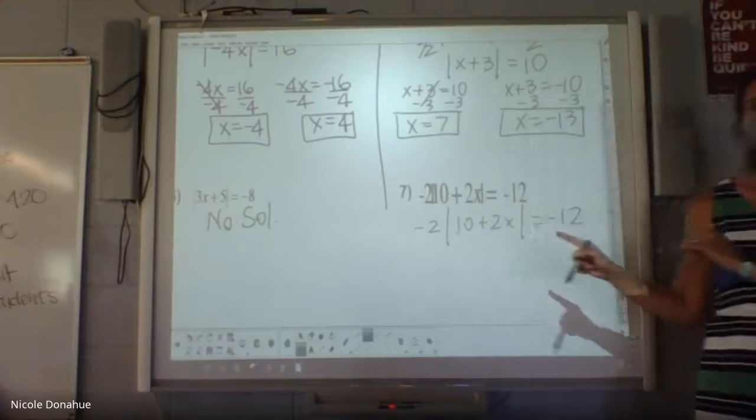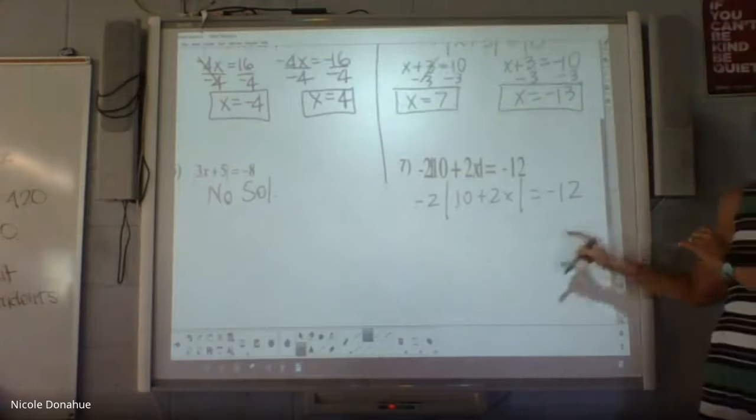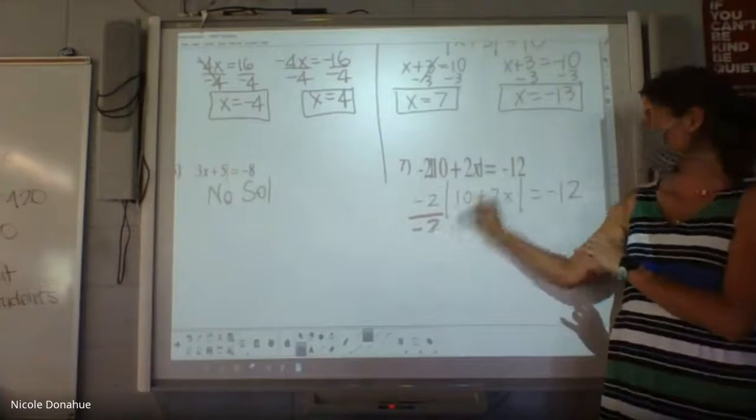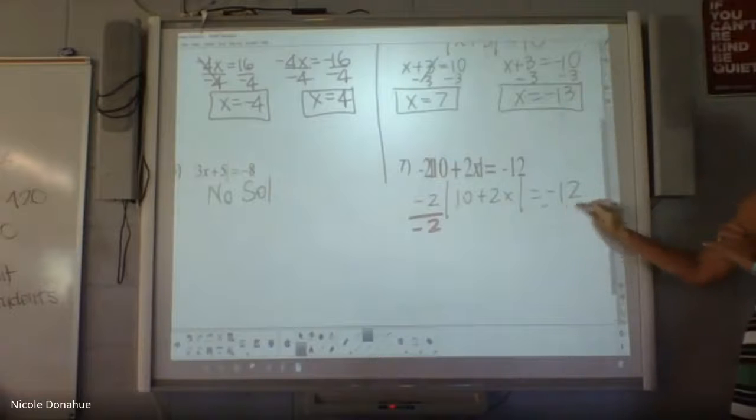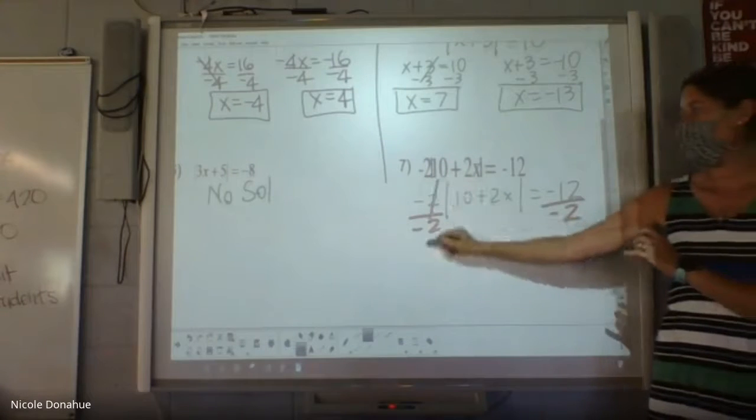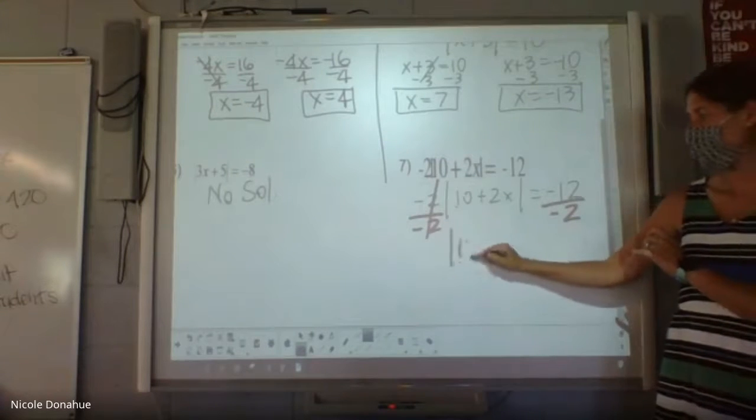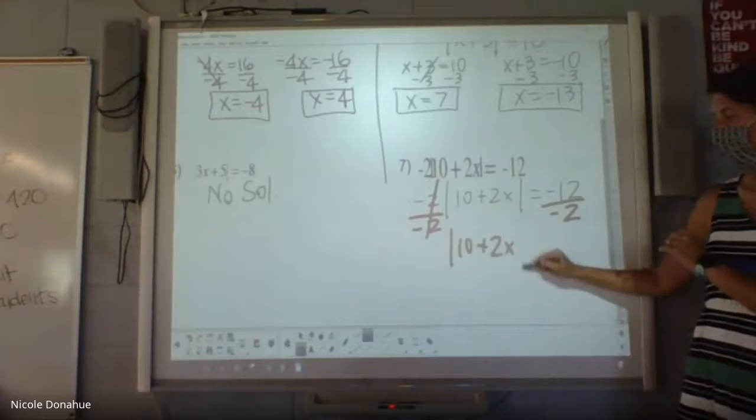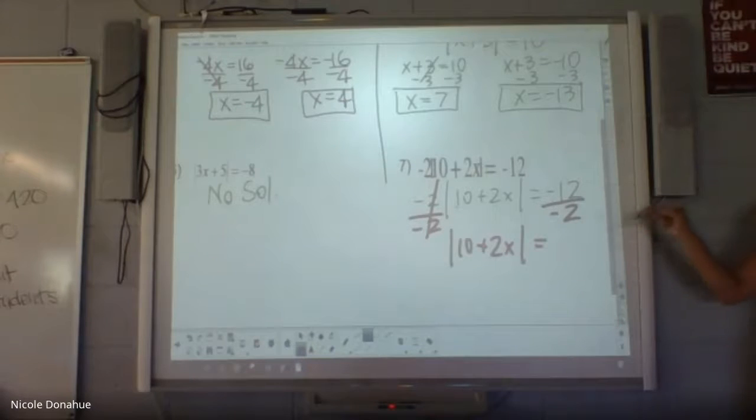What's -2 doing to the parentheses? Multiplying. So I'm going to divide by -2, just like we did up here. Divide by -2. This cancels. What now happens to what this equals? Becomes a +6. So now this one makes sense. This one's okay now because of the fact that it equals a positive.